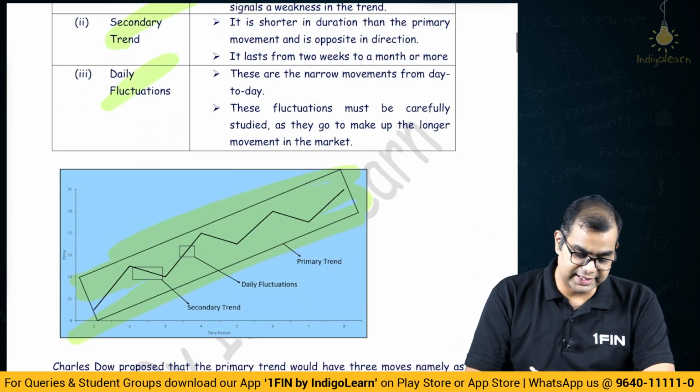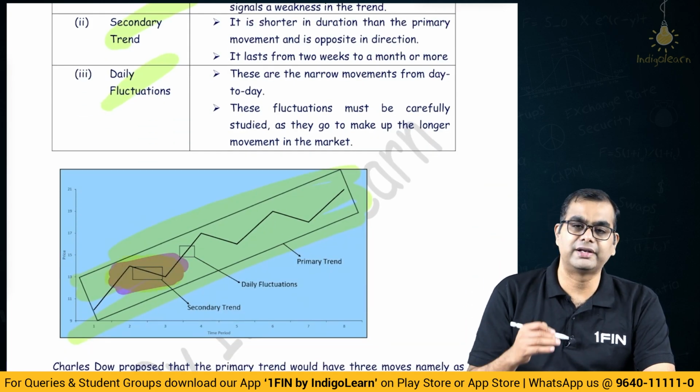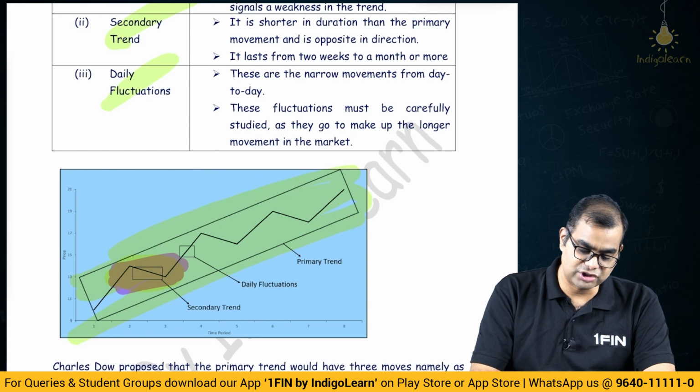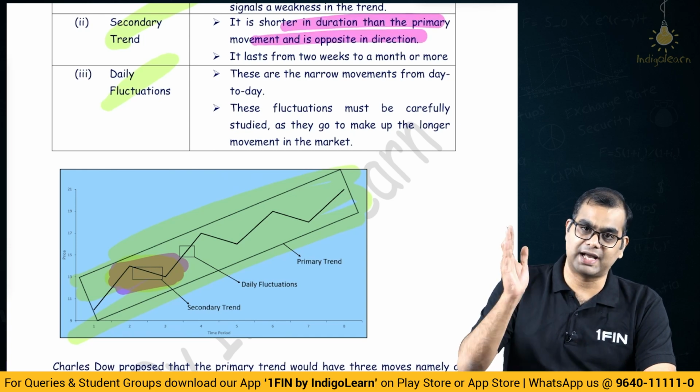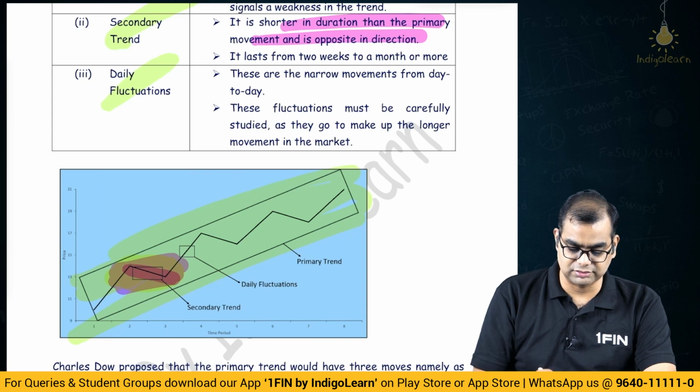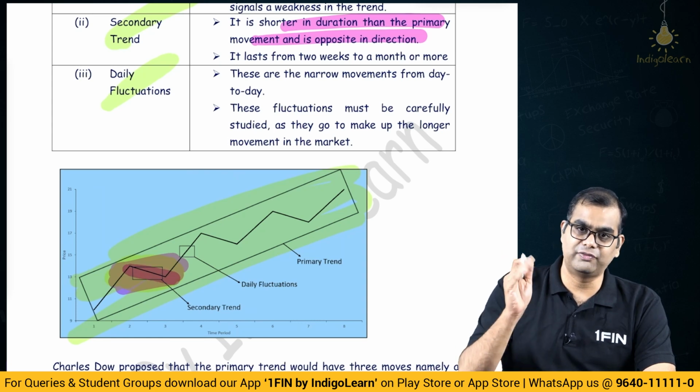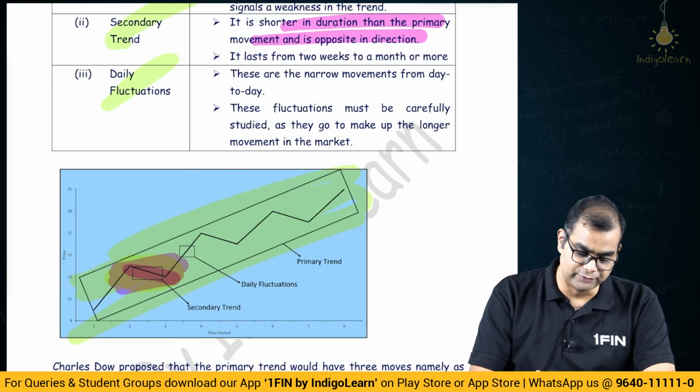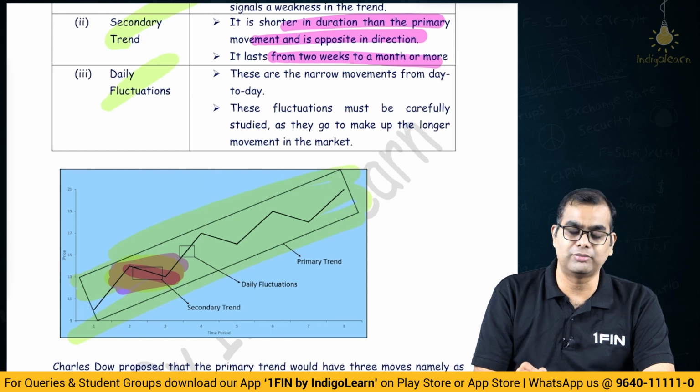What is a secondary trend? Secondary trend is basically this, where the price moves up and down. It is shorter in duration. The movement is in the opposite direction of the primary movement. So, if the primary movement is up, this is down. The primary bull trend is upwards, the shorter trend is actually slightly down. It lasts from 2 weeks to a month or more.